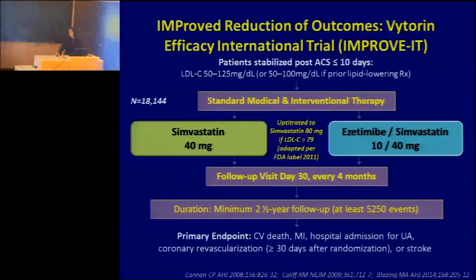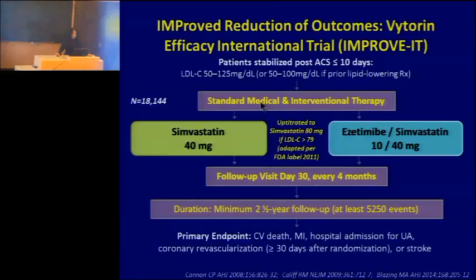This was a study which recruited from October 2005 to July of 2010, and this was pre-2013 guidelines. They used the NCEP-ATP3 guidelines. These were individuals who were stabilized post-acute coronary syndrome, so ST elevation or non-ST elevation MIs, individuals who were either treatment naive with statins or previously treated with LDLs in the 50 to 125 milligram per deciliter range.